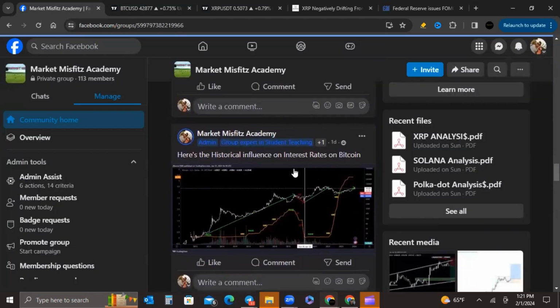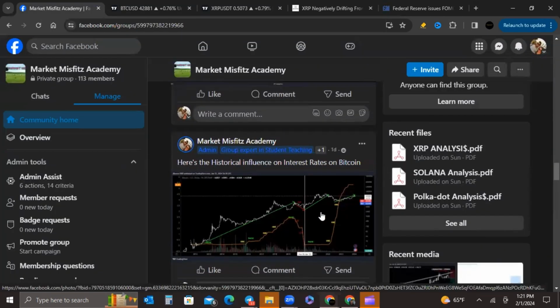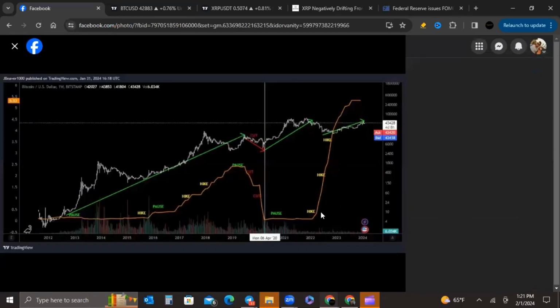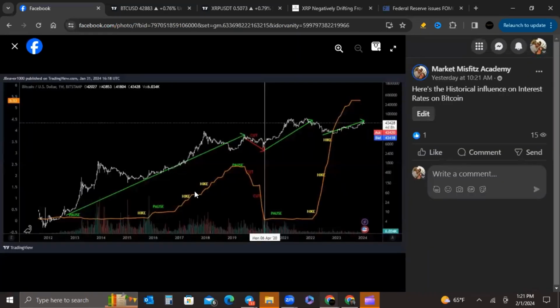Let's take a look over here at what we had posted earlier inside of the group. So here's the historical data with interest rate hikes. The majority of retail has this stuff wrong, you guys, so it's imperative that we express what historically has happened. We see our interest rates here pause for the majority, and what did we see? Up. So we started seeing hikes.